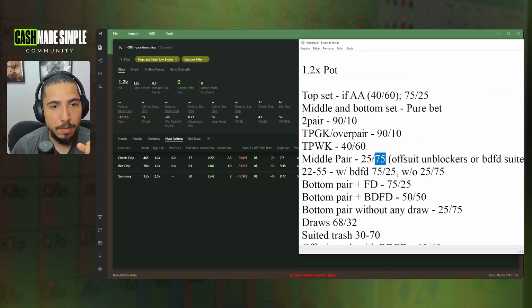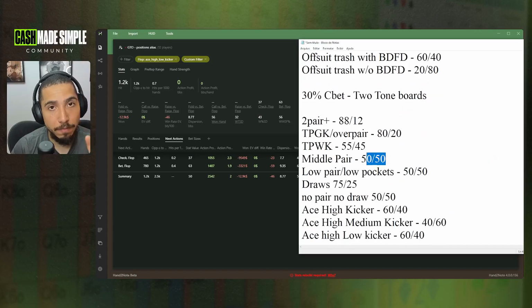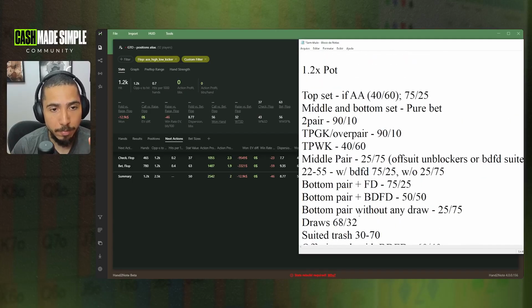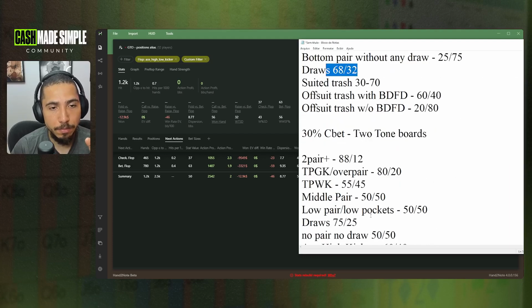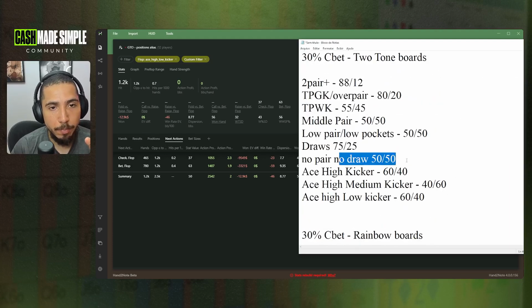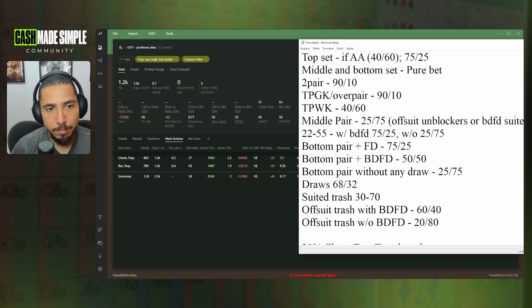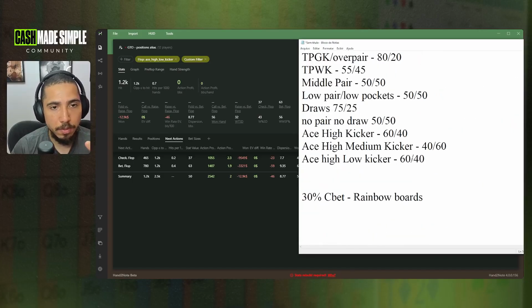Middle pair here, it was very low, only 25% of the time. Here we have 50-50 split. Low pair, low pockets, 50-50. Draws 75 as compared to here when we were polarizing our betting range. It was 68-32. So a bit more betting with the draws. No pair, no draw, 50-50. So with the trash, 50-50. Here we had some trash. So the trash 30, trash with backdoor flush draw 60, without it 20. And here we're just bucketing the trash all together. And then ace highs with good kickers 60-40, ace high medium kickers 40-60, ace high low kicker 60-40.